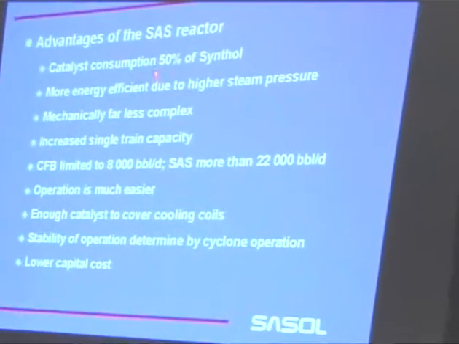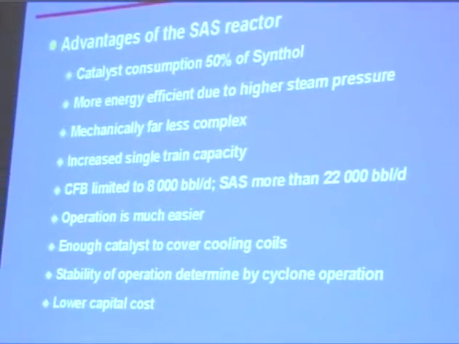If you look at the catalyst consumption, it's about 50% of a simple reactor. And why is that so? The reason is that in a circulating fluidized bed reactor, only 50% of your catalyst is in contact with the gas. The other 50% lies in the hopper, so they're doing nothing except building up pressure in the hopper.